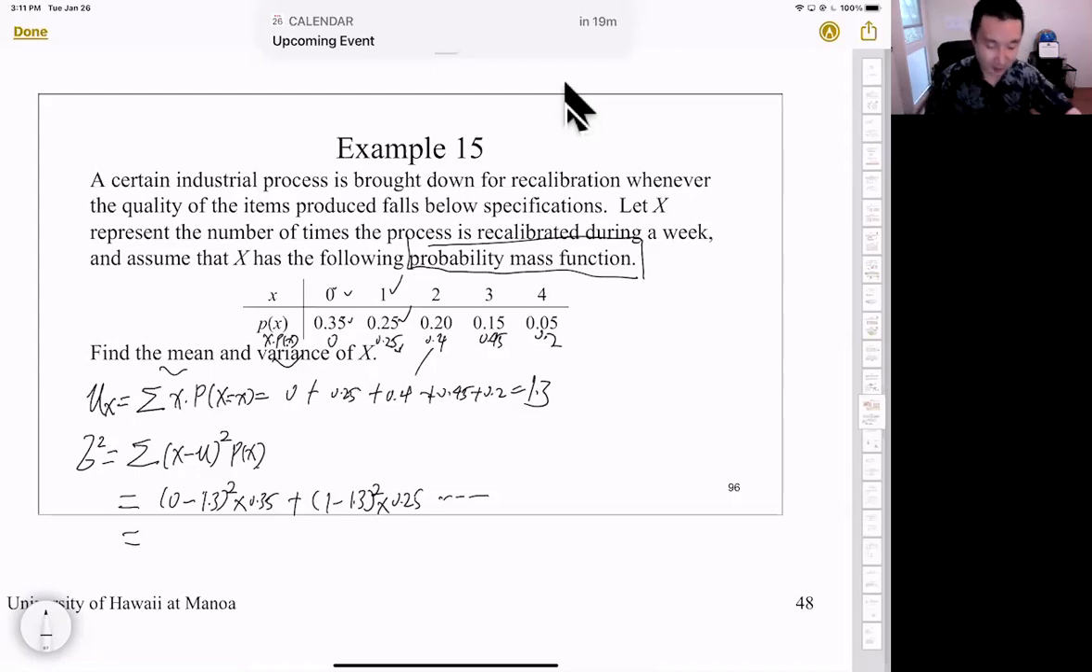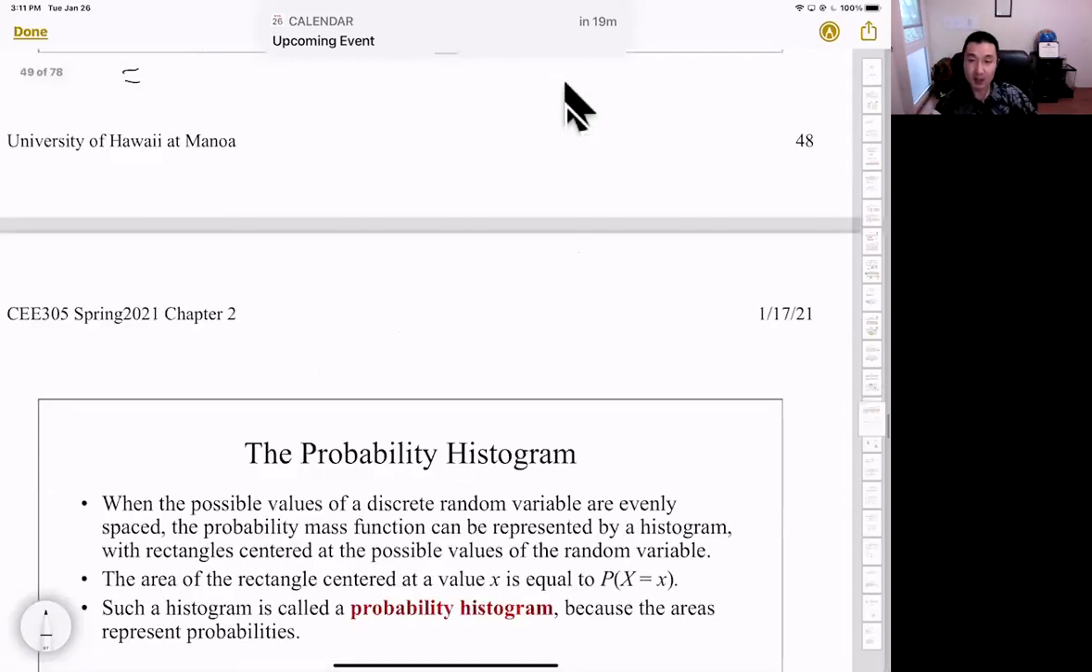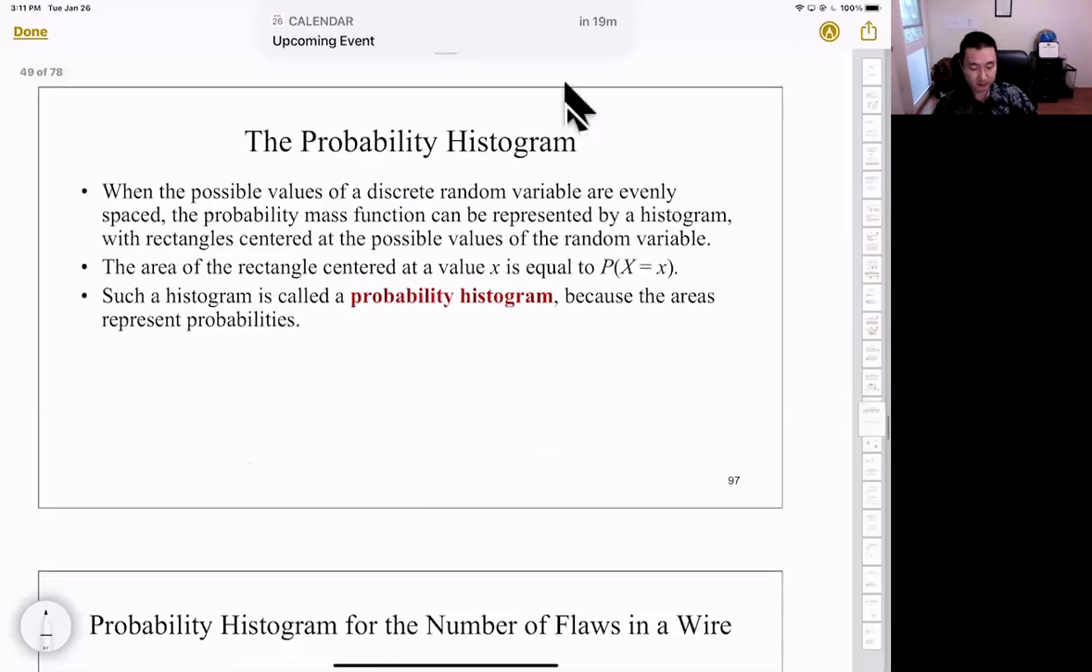Then let's learn how to draw the histogram. When the possible values of a discrete random variable are evenly spaced, the PMF can be represented by a histogram, and the area of the rectangle centered at the value x is equal to the probability p of x. That histogram is called a probability histogram. For example, like this.